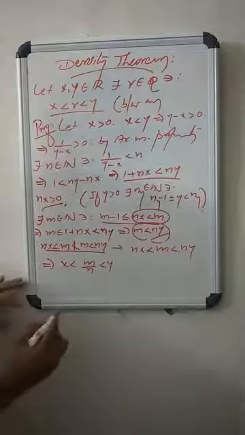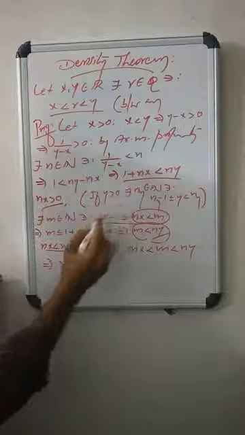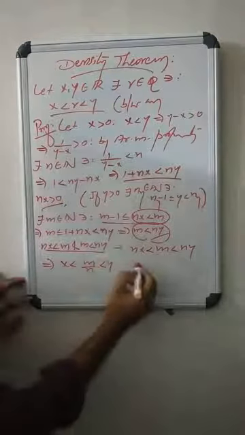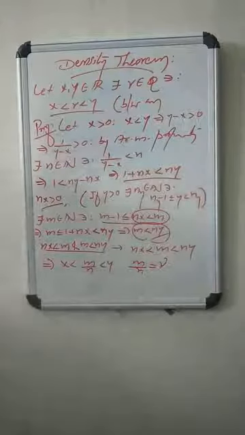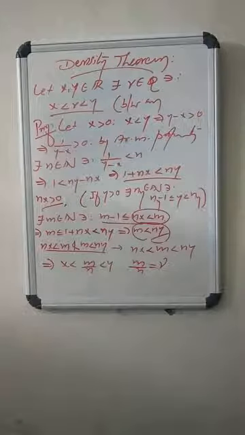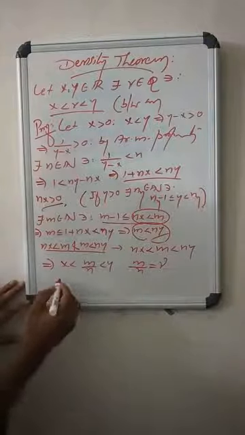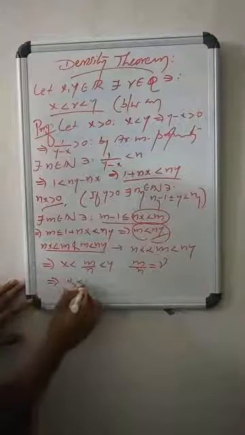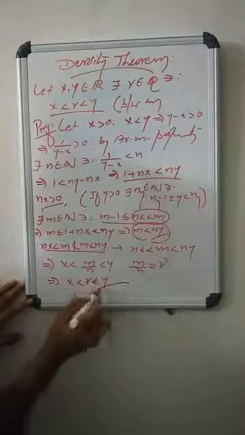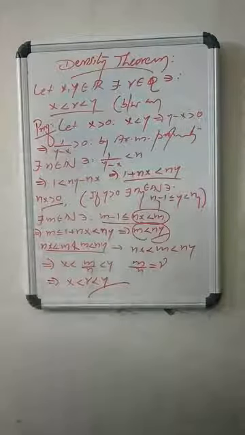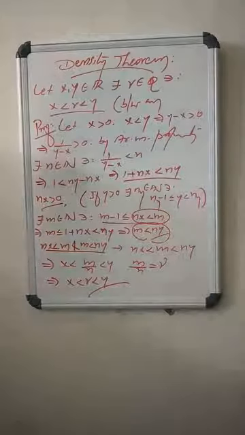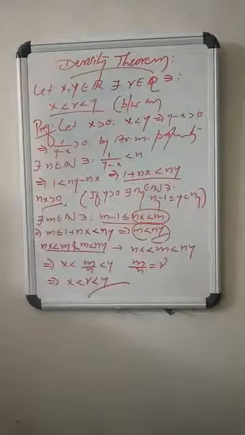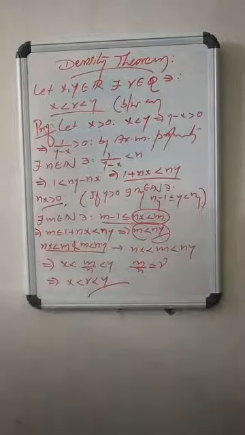So what is m by n? M is a natural number and n is a natural number, so m by n is a rational number r. That means x is less than r, which is less than y. So this is the density theorem of rational numbers. The density theorem is an important result. That is, between any two real numbers there exists a rational number.